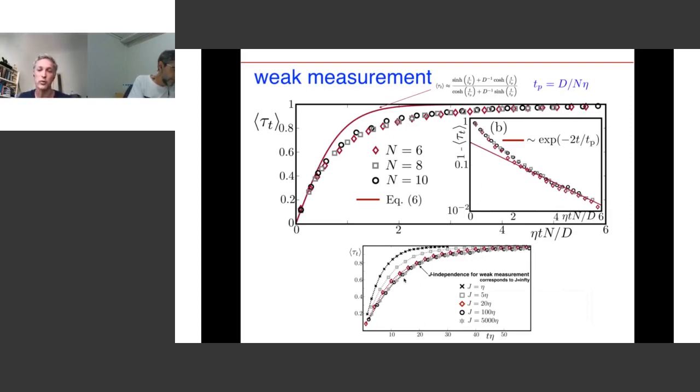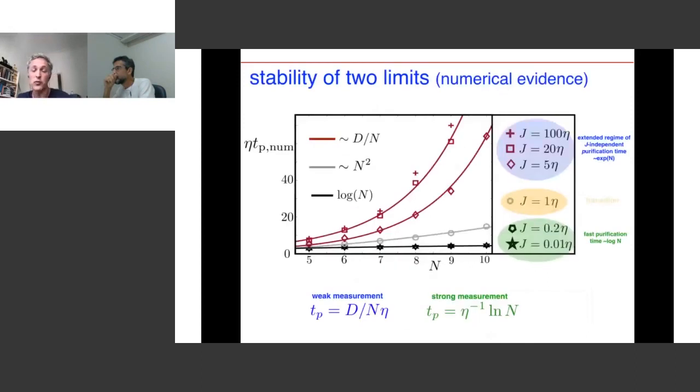And here is now shown the numerical simulation for the same system size and different ratios of J and eta. And we see if J is, let's say, 20 times eta or larger, all the points here fall onto the same curve, confirming the J independence of the relevant timescale for purification. So this is then what we arrive at from studying these two limits.